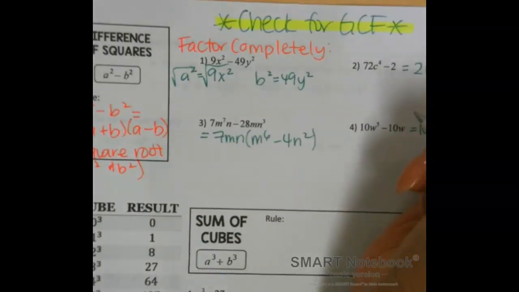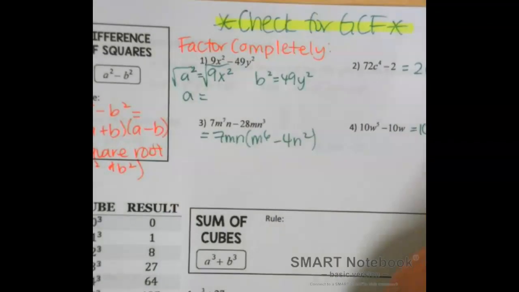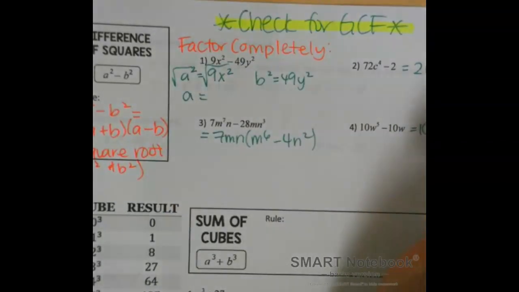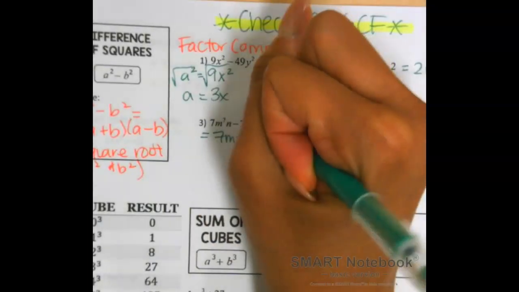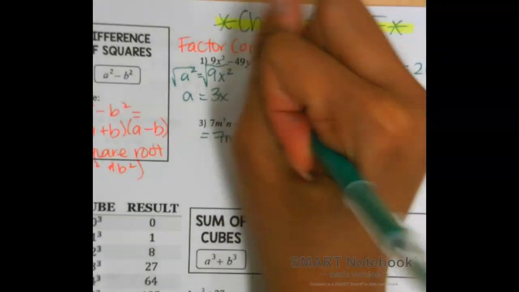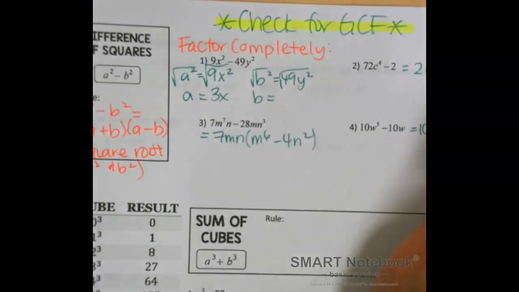When you square root the 9x squared, Andrew, what is your answer going to turn into for a? 3x, good. And then do the same thing for b. If you were to square root both sides, what's the square root of 49? 7, and the square root of y squared? Just y. So this is going to be my answer.